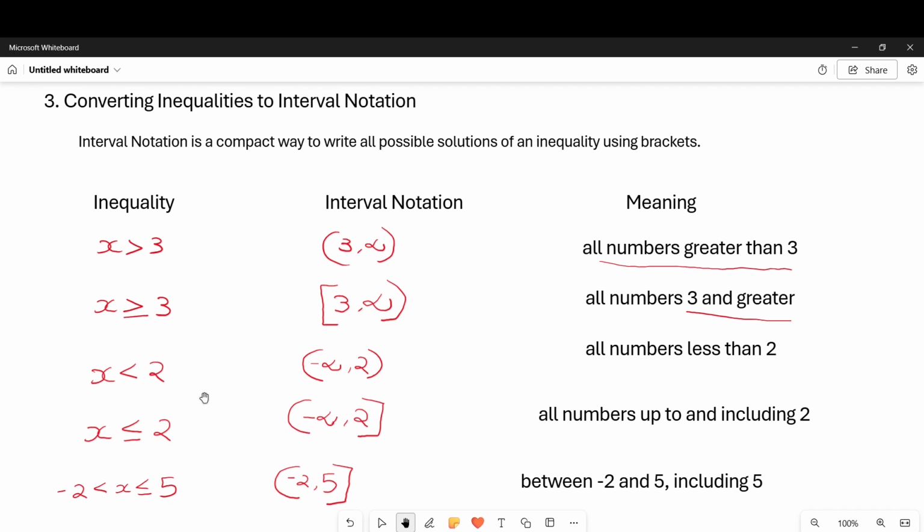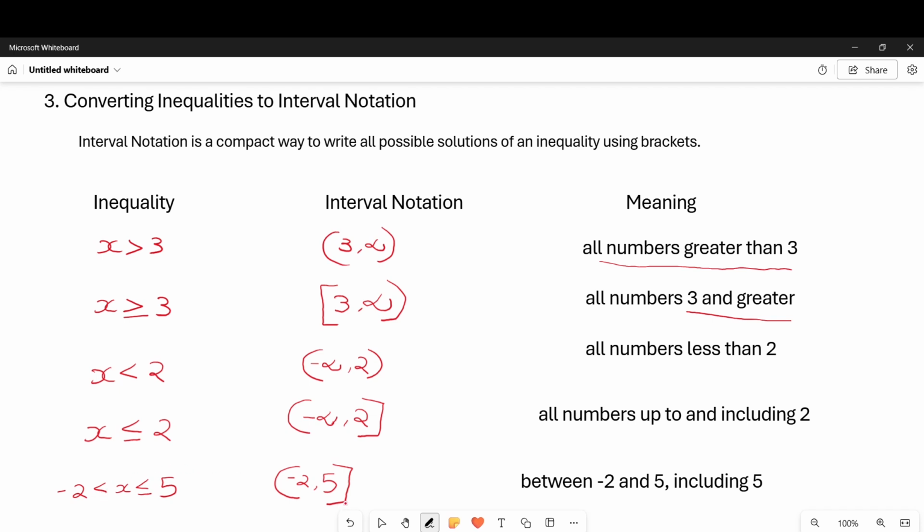Okay. So the fifth one. See, this is an inequality notation: minus 2 less than x less than or equal to 5. What does this mean? X has values which are less than or equal to 5 and greater than minus 2. That means x can contain the values 5, 4, 3, 2, 1, 0, and so on. 5 is also included. Minus 2 is not included, because there is no equal symbol here.